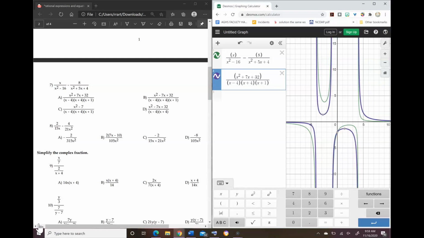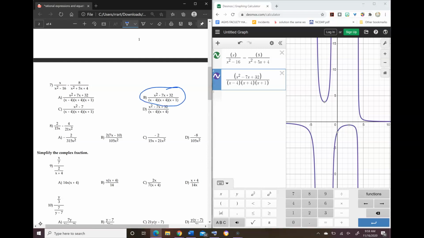All right, not the same graph. Now, see how A kind of looks like B? I'm just going to change that instead of having to type that stuff all over again. That's a minus. Then it's the x minus 4 plus 1. Look, I got 1 graph, don't I? So my answer is B.